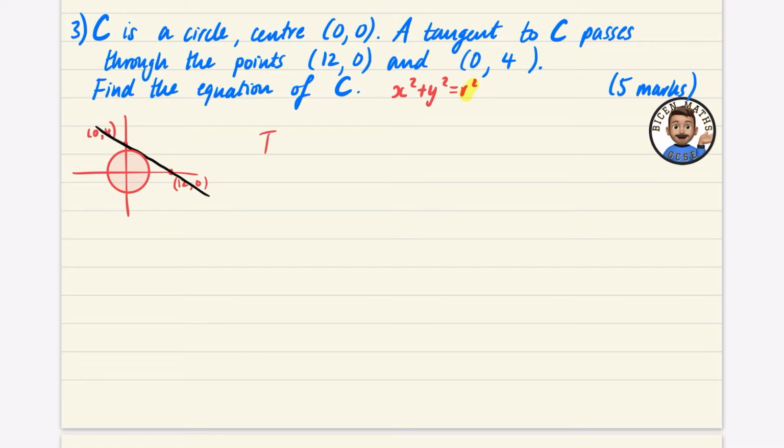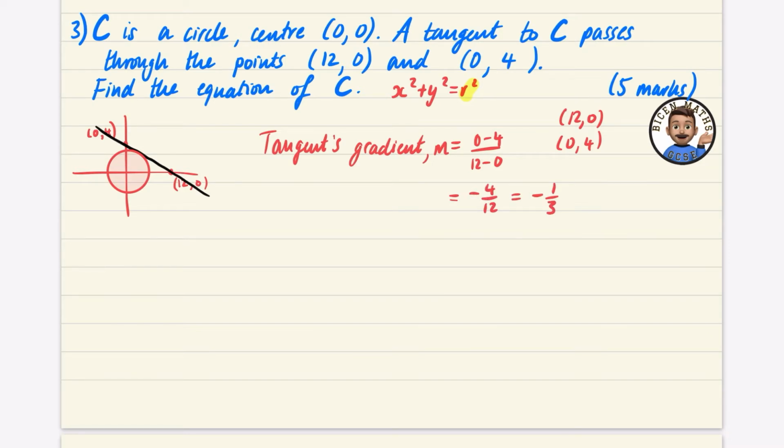So the first thing we're going to do is look at the tangent and find the tangent's gradient. We've got these two coordinates: (12, 0) and (0, 4). We're expecting this to be negative; you can see from the graph this is a negative gradient. So m is the change in y, so 0 minus 4, over the change in x, which is 12 minus 0. So that's minus 4 over 12, which is minus 1/3.